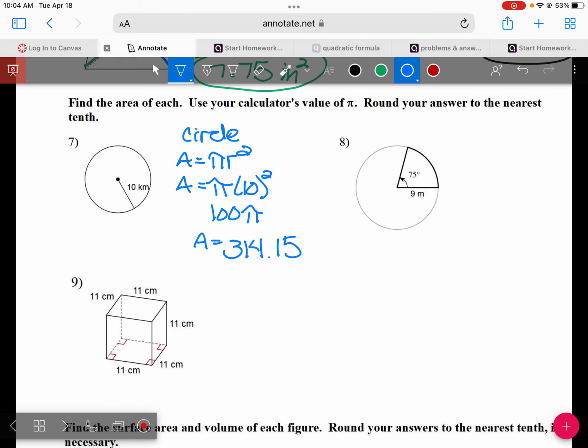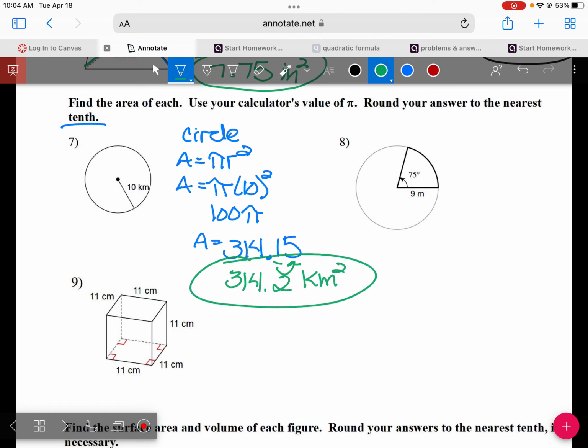So the answer is 314.15, but it says to the nearest tenth. Which digit is in the 10th place? The 1. 5 or more, so this goes up to 314.2 kilometers squared. Let's go. Got another one right.